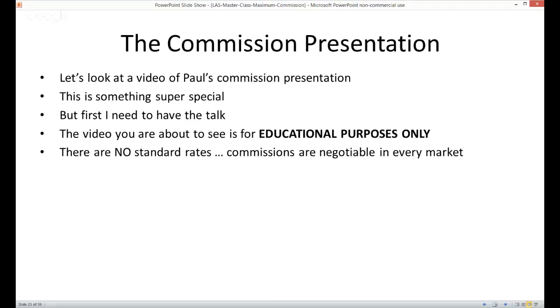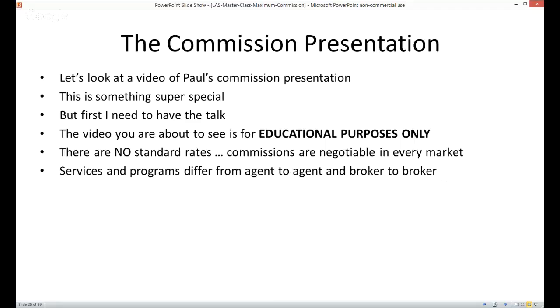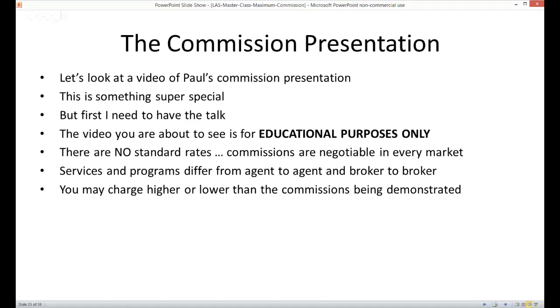There are no standard rates. Commissions are completely negotiable in every market. I know you know that, but I want to point it out. The services and programs differ from agent to agent and broker to broker. You may charge higher or you may charge lower than the commissions being demonstrated. Do we all agree on that?